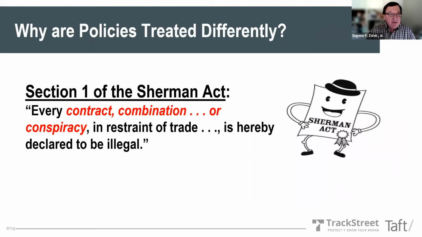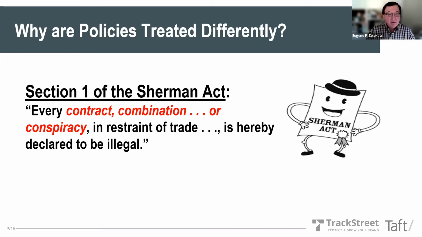So why are policies treated differently? Why is this a big deal? Well, the primary U.S. anti-price fixing statute is Section 1 of the Sherman Act. And it says every contract, combination, or conspiracy in restraint of trade is hereby declared to be illegal. The language in red is key: contract, combination, or conspiracy. The bottom line is Section 1 of the Sherman Act does not apply unless you have an agreement of some kind, because that's what a contract, combination, or conspiracy is. Absent an agreement, that is, when you have a unilateral policy, it's simply not covered by the statute.